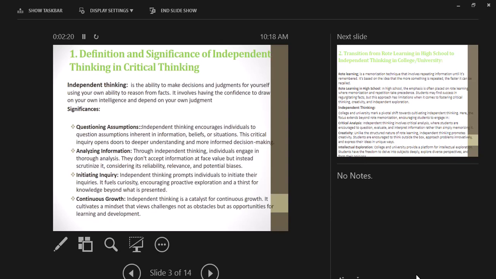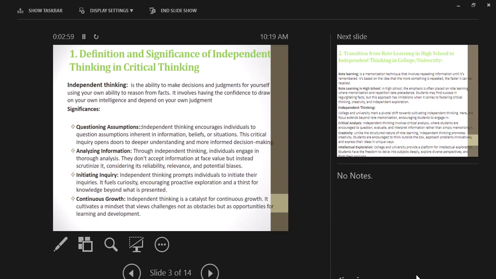So our first topic is the definition and the significance of independent thinking. What does independent thinking mean? It's the ability to make a decision and judgment based on your personal ability rather than on others' influence. When you look at significance, you can see it from different aspects. The first one, questioning the assumption. Independent thinking encourages individuals to question assumptions, beliefs or situations, which opens the door to deeper understanding.